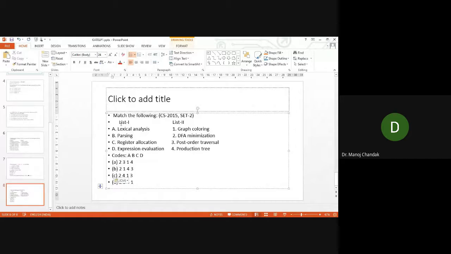Here you have list 1 and list 2, and this is from 2015. So lexical analysis, parsing, register allocation, and expression evaluation. Remember that there will be some hint. So how do you do expression evaluation? There are three types of method: in-order, pre-order, post-order. ABCD is the code. So D needs to be connected with 3. So now you have two choices here. One is this and one is this, right? Now let us try to do some more things.